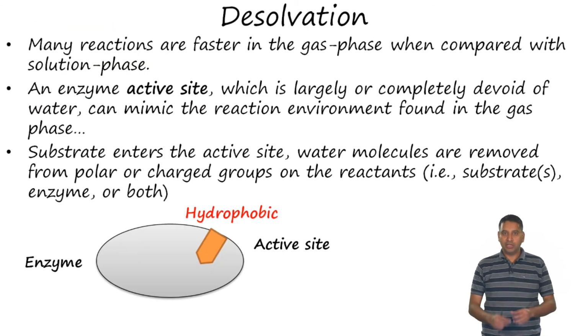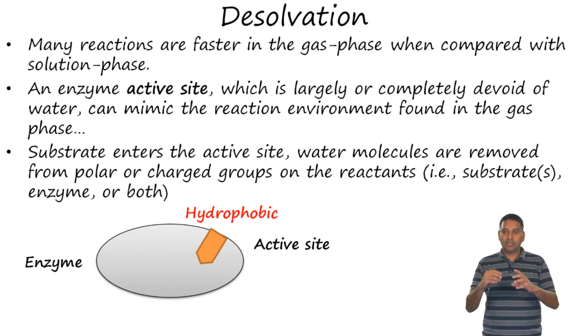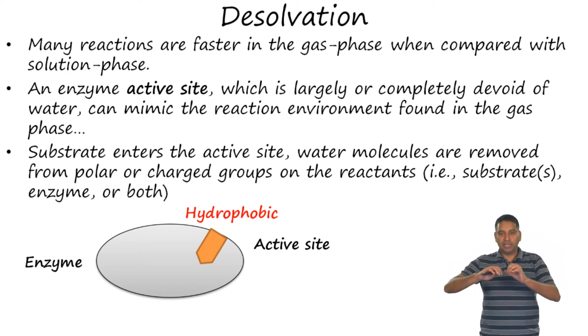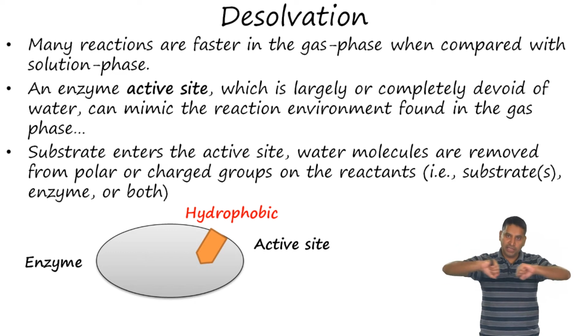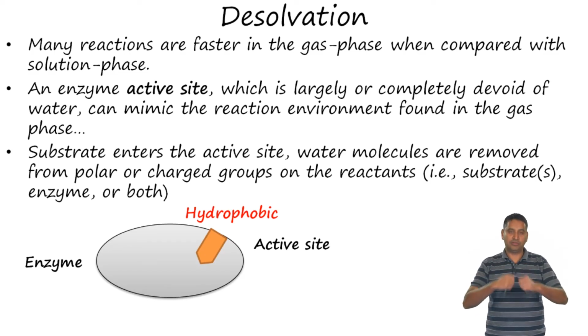The concept of desolvation is that many reactions are much faster in the gas phase when compared to the solution phase. As a concept, if there are two molecules that have to collide to react, when there is a solvent surrounding them, they have to displace the solvent and then collide. Whereas in gas phase, it still has to displace some gas, but because of the easy fluid nature of the gas, you do not have that level of resistance.